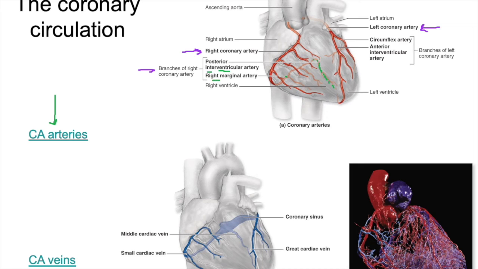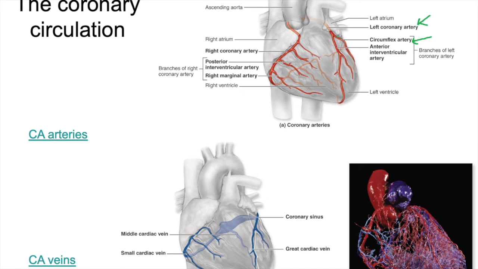And then we have the right marginal artery that branches off of the right coronary artery. So here's our right marginal artery. Okay. Then we have our left coronary artery, and it branches to the circumflex artery.